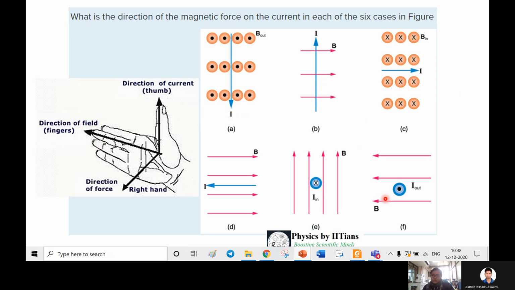Or else you can also try the cross-product vector identification: F equals Q V cross B, or F equals I dl cross B. So you have to take the direction of the dl, or direction of the I, and the direction of the B, and make the cross product and get the force direction. So that is an easy rule. This one is also a very easy rule. You have to do it this way.